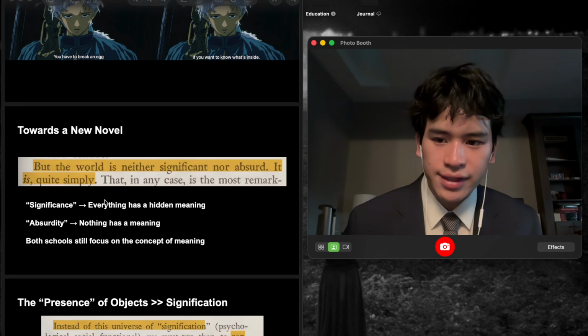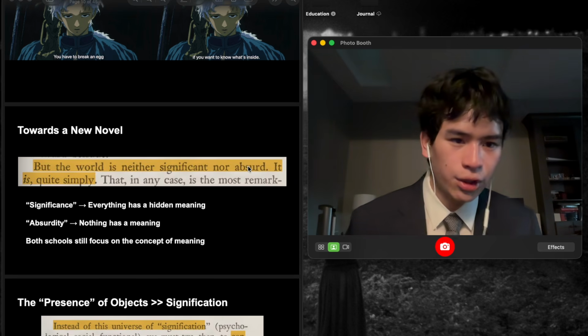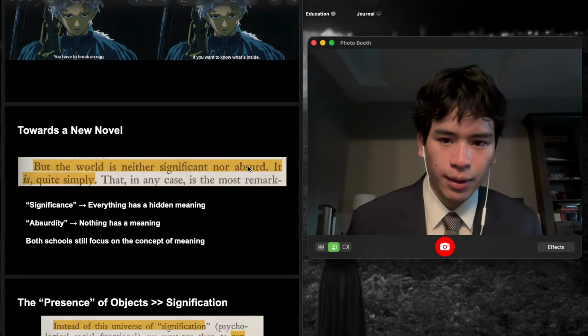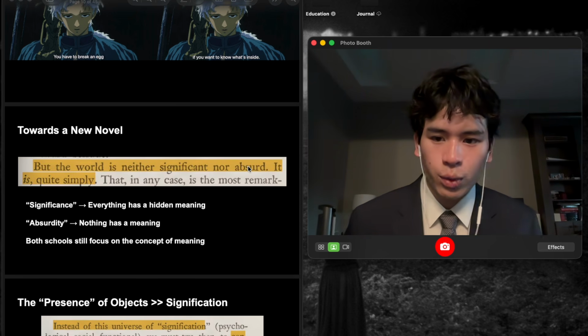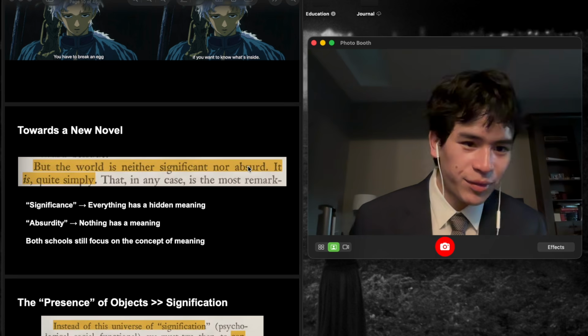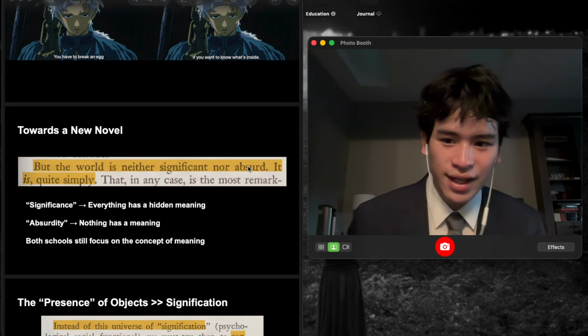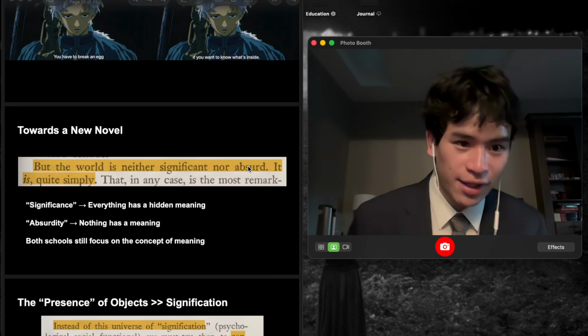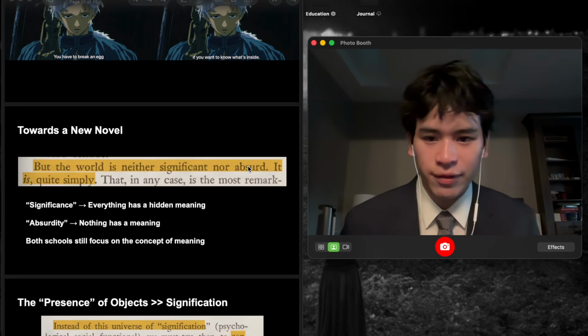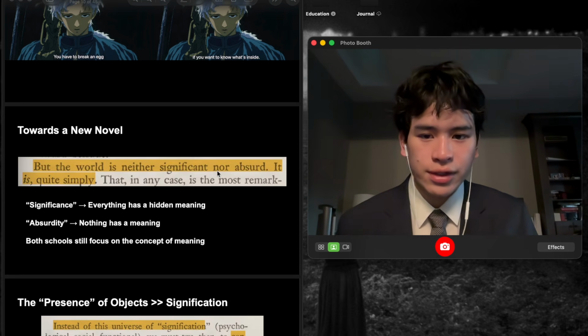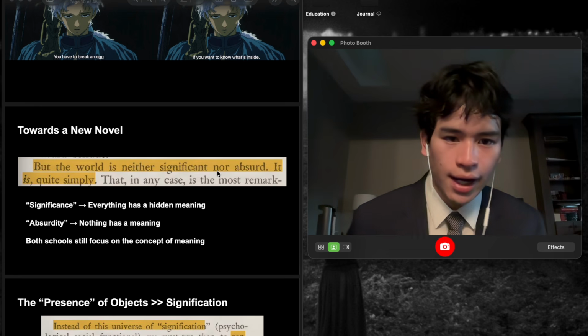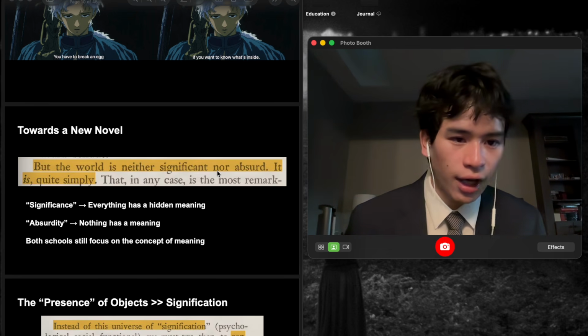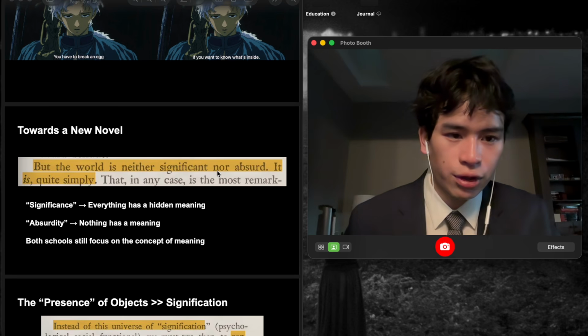And he also references something that is slightly newer, which is the absurdist philosophy, mostly deriving from Albert Camus, which, to grossly oversimplify, you could say says that nothing has a meaning. Again, very, very gross oversimplification. But he says that neither of these schools of thought, which are kind of dominant at the time, are what the novel should be, because both of them are still concerned with meaning.